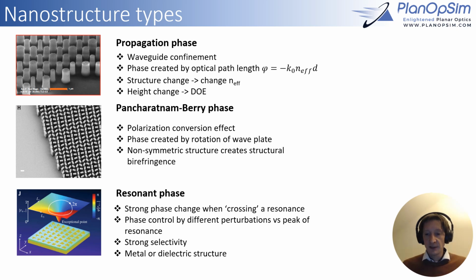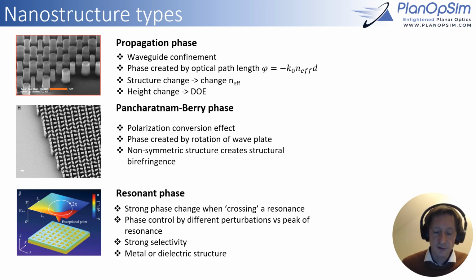The first design question that often comes when people ask us to design meta surfaces is how to design the nanostructure itself. There are three main mechanisms that are often used by designers to create the phase and amplitude control that we want to achieve. The first method is called the propagation phase. There is also the Pancharatnam-Berry phase or geometric phase and resonant phase.